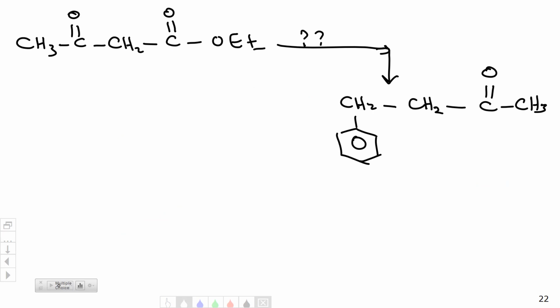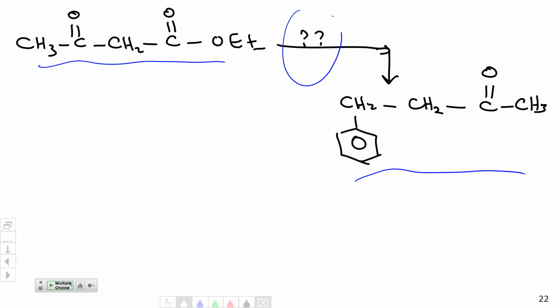Okay, now the question in a different way. We're starting with acetoacetic ester, ending up with this compound. The question is, what are the steps and reactions needed for this to be achieved, definitely in a good yield? So stop the video right here. Okay, so you're starting with acetoacetic ester, ending up with a methyl, a C double bond O, and a CH2.